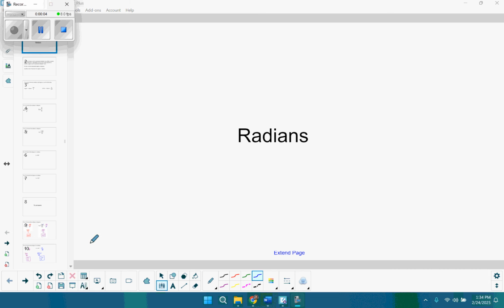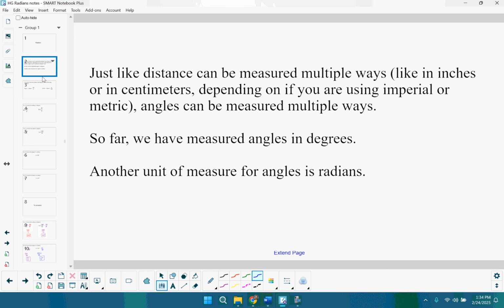In this lesson, we're going to talk about radians. Just like distance can be measured multiple ways, like in inches or in centimeters, depending on if you're using imperial or metric, angles can be measured in multiple ways. So far we have only measured angles in degrees, but there's another unit of measurement for angles, and that's radians.